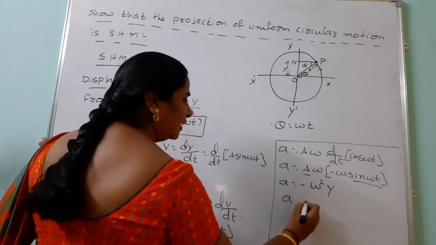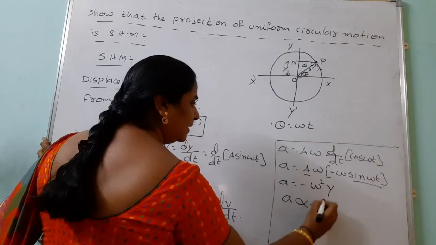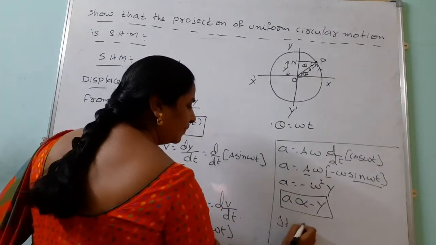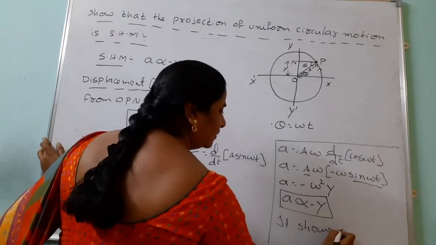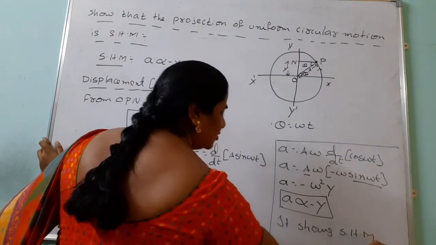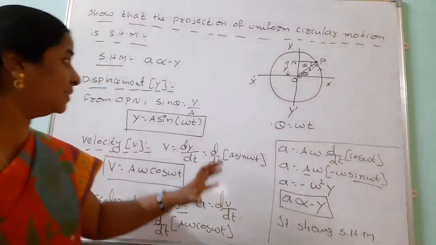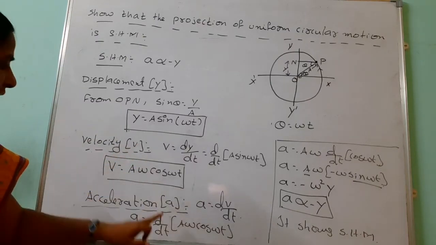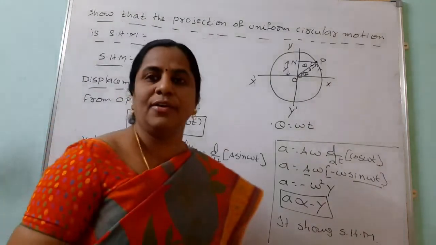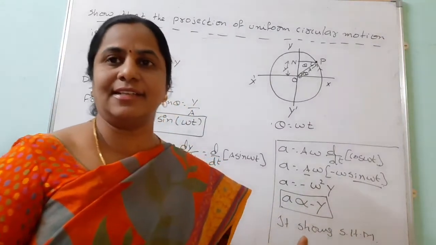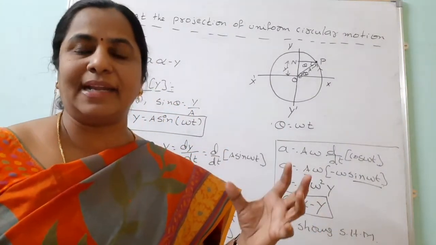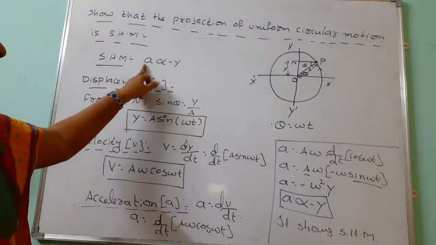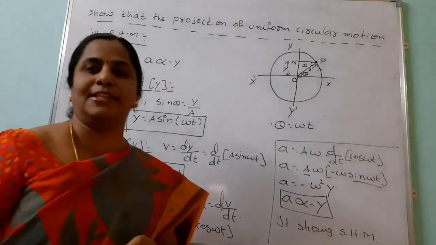So from this we can clearly say that acceleration is directly proportional to displacement. It shows simple harmonic motion. So this is very important for final exams. When you know the displacement, we can find the velocity, and when we know the velocity, we can find the acceleration. Why are we doing these expressions till acceleration in SHM? Because for any particle having simple harmonic motion, we must show that acceleration is directly proportional to displacement. Thank you.